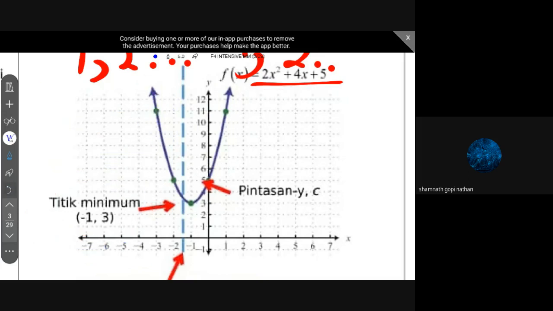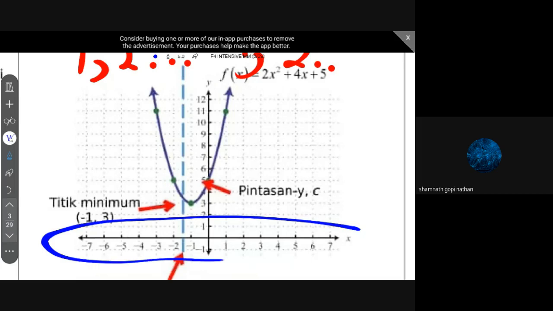Okay guys, adakah persamaan kuadratik ini mempunyai punca atau tak? Does this quadratic equation have any roots? Can you tell me? Yes or no? No, very good. Okay, why? Because you can see that the quadratic equation does not intersect the x-axis. Persamaan kuadratik tu tak menyilang pun paksi x dia. So it's hanging on top here. So you cannot factorize this basically.